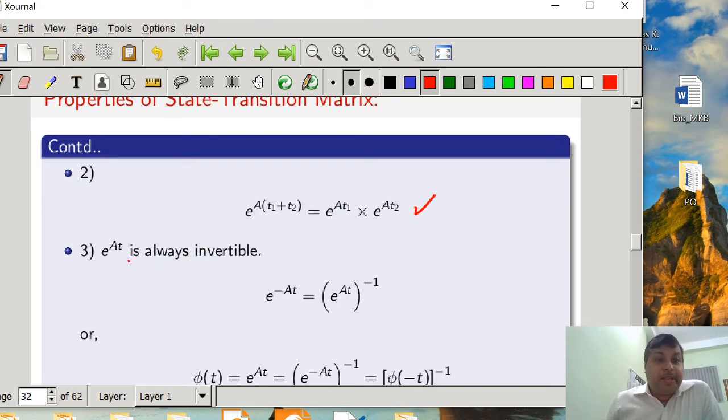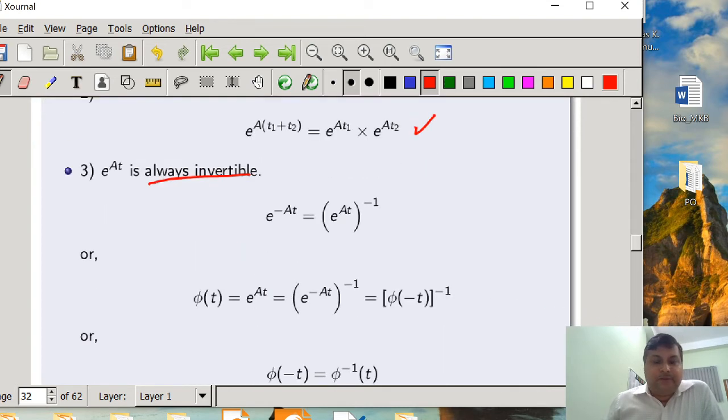And then e to the power at is always invertible. That is very important. And how can you find the inverse of e to the power at? It is very easy. If we follow, we can understand that e to the power minus at can be written as e to the power at whole to the power of minus 1, or we know that it is indicated by phi of t, that is e to the power at, which can be written as e to the power minus at inverse.